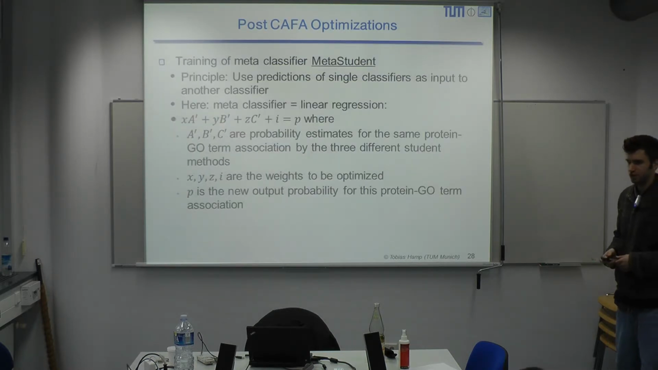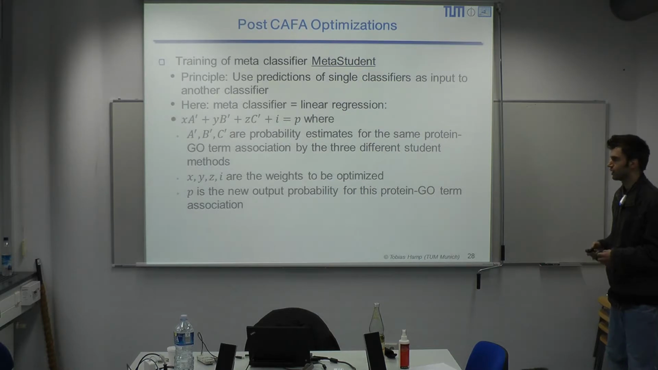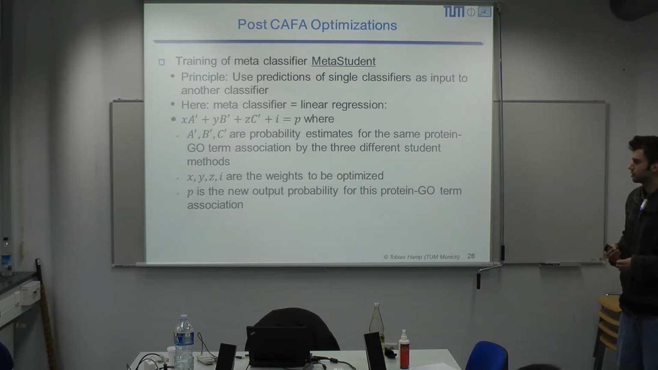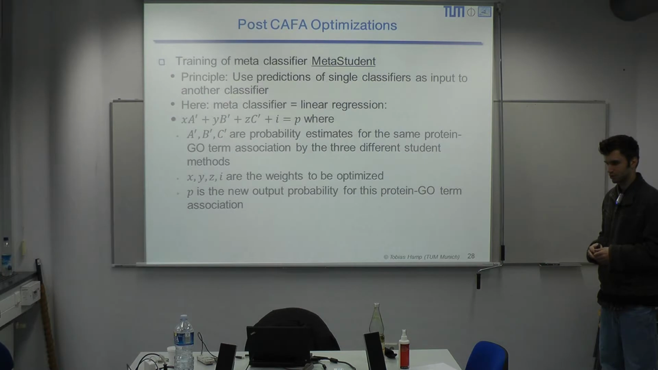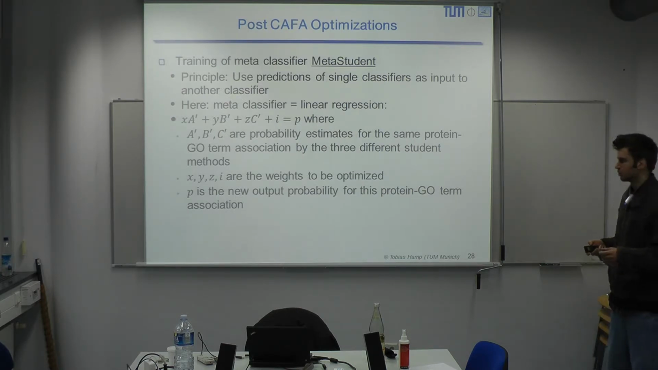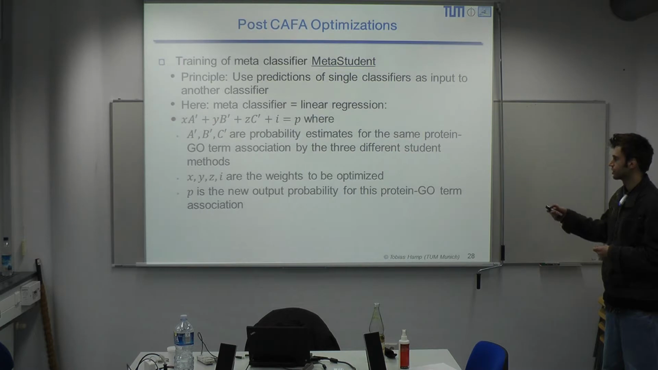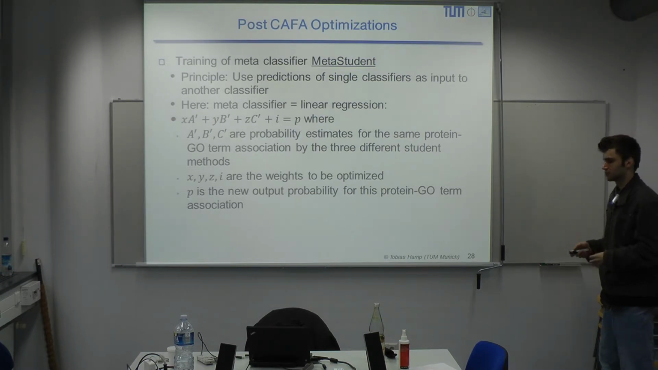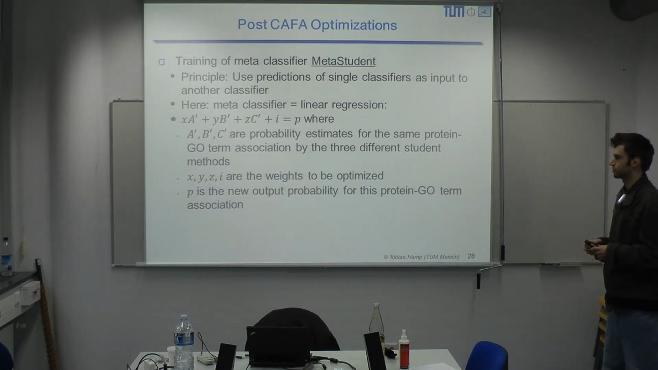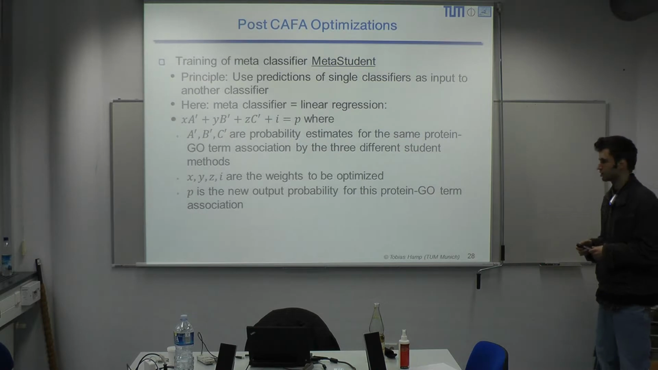Now we had our optimized baseline predictions, and we had to combine them in a meta predictor. Following the scheme of the nearest neighbor principles, we chose a meta predictor that was really the most simple that we could think of, in this case a linear regression. So if you predict one protein with all the baseline classifiers, you collect all the terms that are predicted.